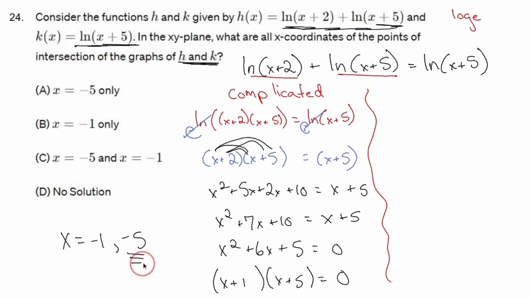If I were to take -5 and plug that into the very first ln that I see, I would get ln of (-5 + 2), which is ln of -3. That's no good. You can't have an ln of -3. You can't have an ln of negative anything, or 0 for that matter. So -5 is no good. The answer is B.